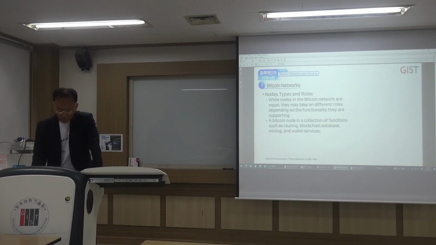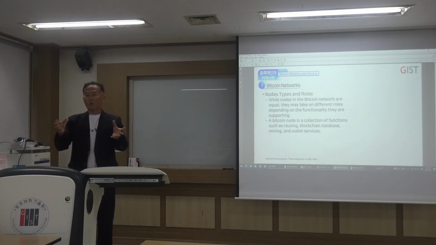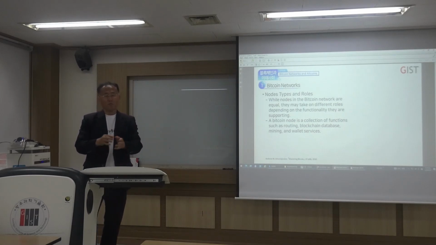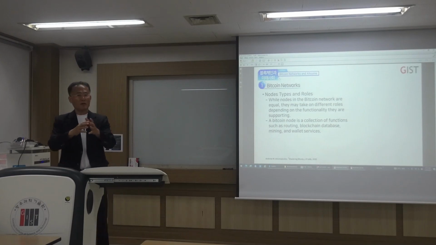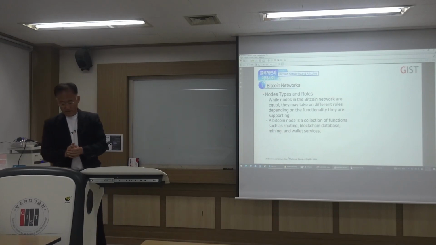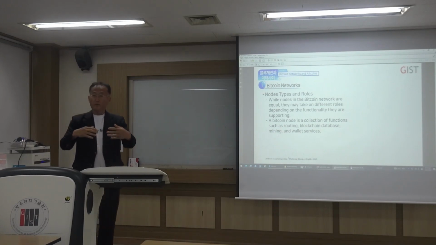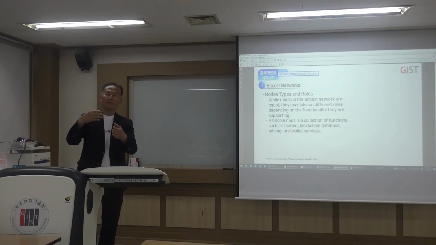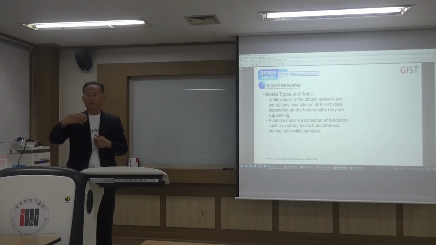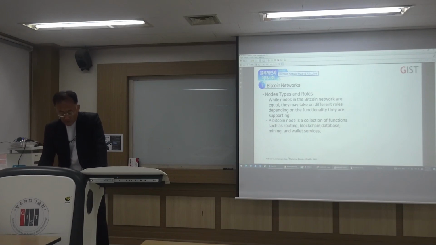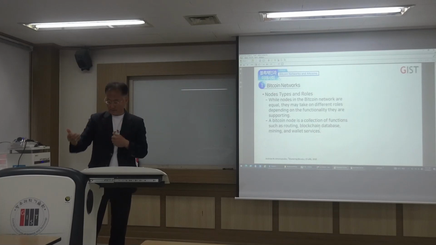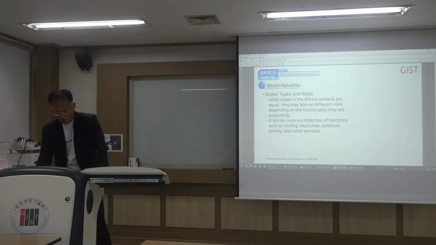And blockchain database. Basically, these nodes can store the whole blockchain, right? Some nodes only store recent blocks, right? And when they are asked for the blockchain, they give what they have to the neighbors, right? So if someone says give me your blockchain, then this node will give this blockchain to the other nodes.